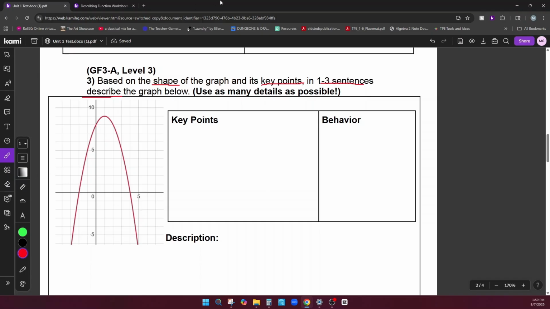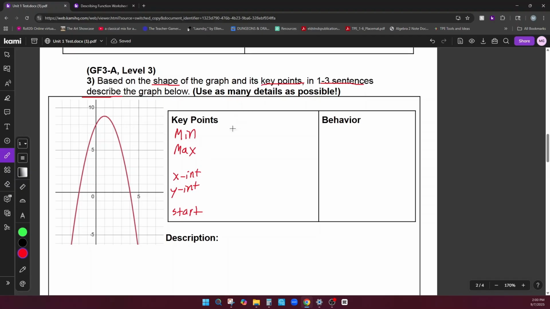So we need to remember what my key points are and what our behavior means. Our key points, if you remember, there are 5 of them. They are our minimum, our maximum, our x-intercept, our y-intercept, and our start. So these are our 5 key points. If you do not remember them, please make sure you're studying them and commit them to memory, because these are what we're looking for when we're talking about key points. They're going to come up not just in this unit, but as we go through Algebra 2, we need to know what's important when we're looking at any sort of graph.